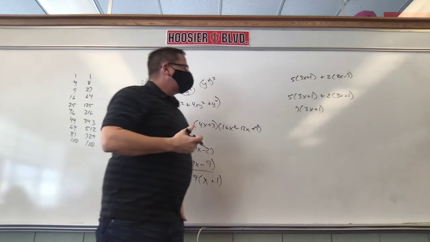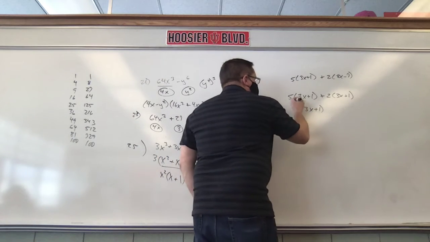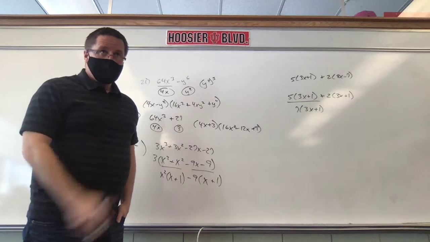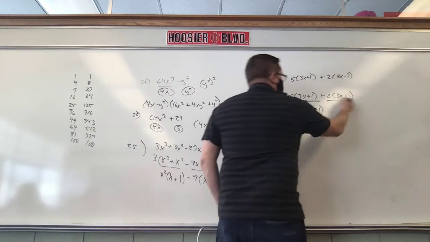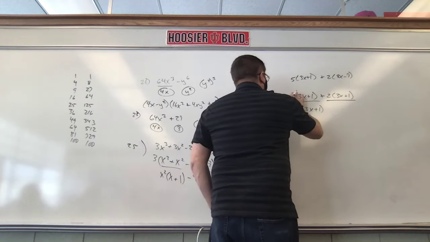Now, where did 7 come from? This may sound stupid. 5 plus 2. How many 3x plus 1s are right there? 5. How do you know that? It says so. How many are here? 2. And you got 7 by 5 plus 2. Yeah, this is true. So what if I did this?